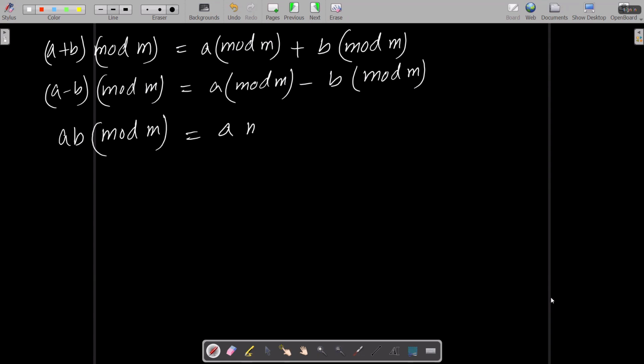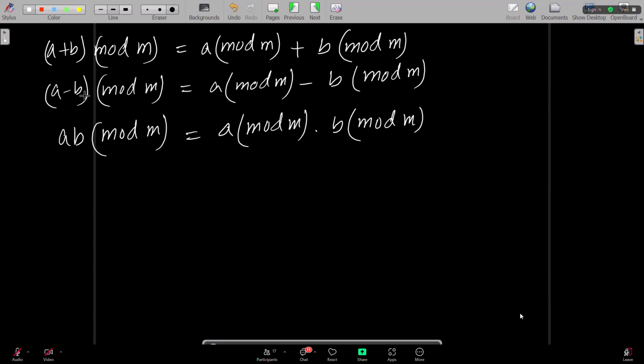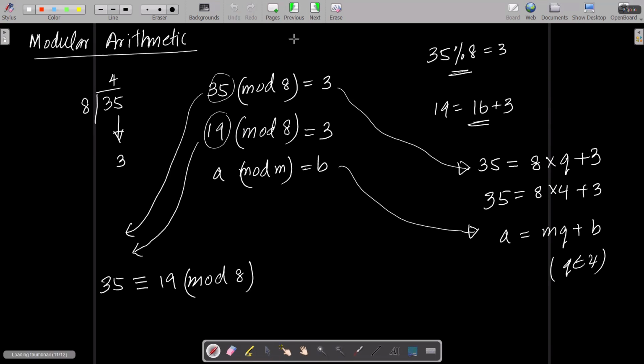We have A mod M. You can actually prove these things. Try to prove them. I will not do the proof because I don't have enough time today. So what I am saying is addition and subtraction is distributive under the modular operation. That is what I'm saying. So this congruency is another thing that you should consider.